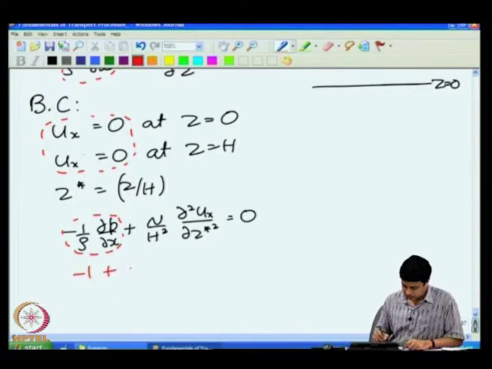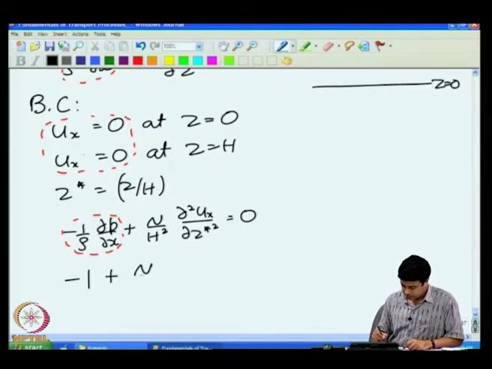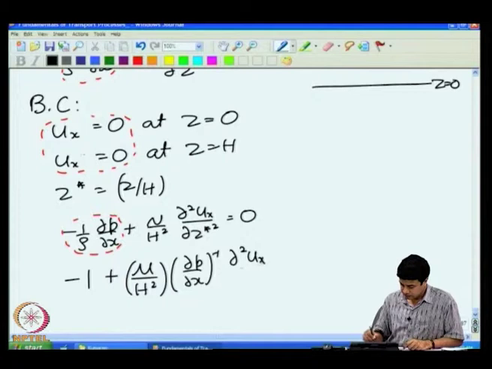So, therefore, I will get minus 1 plus, I write this as a total viscosity, mu by h square into dp by dx whole inverse, d square ux by dz star square is equal to 0.